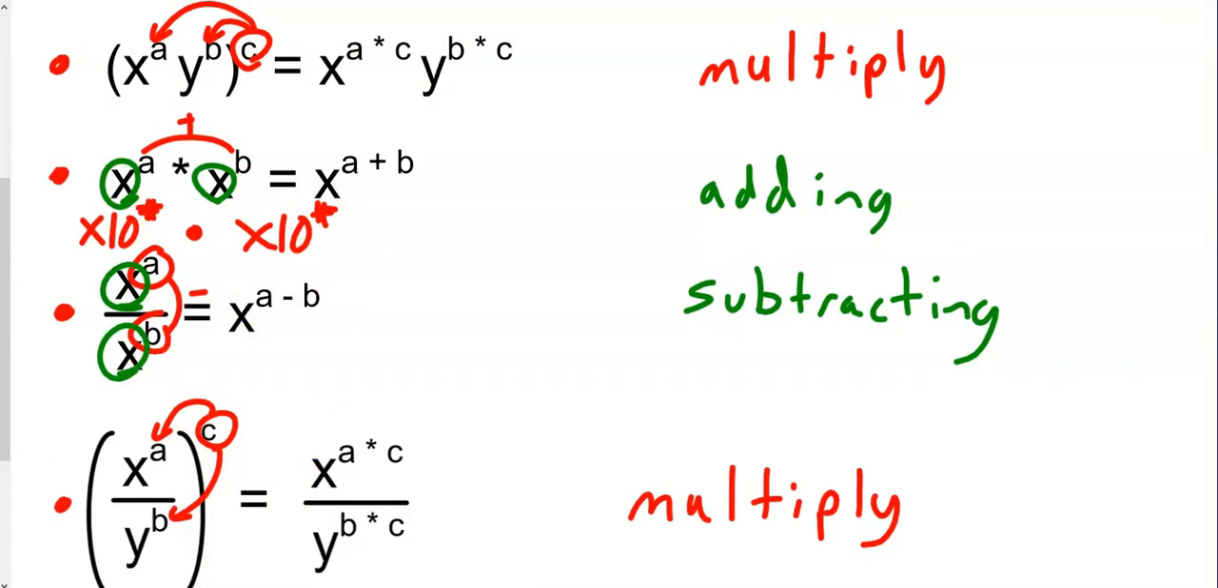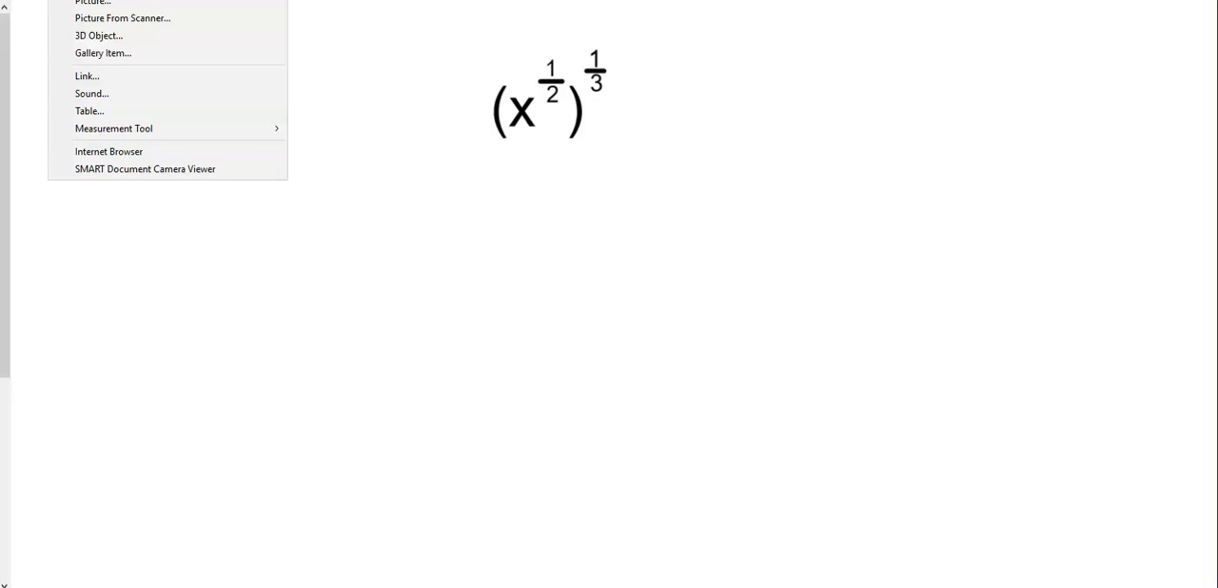Okay? So let's do some problems. I've got 5 problems, and then I've got 5 problems just like them for you to try on your own. Okay? And that will end out 5.2.